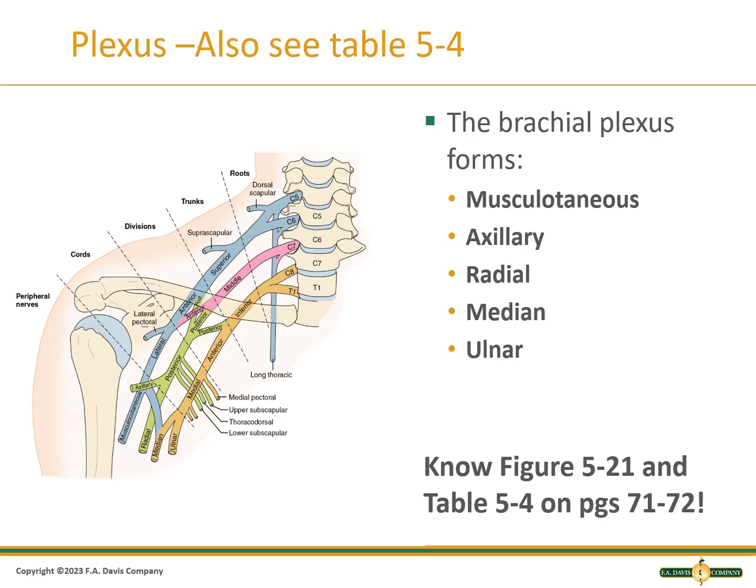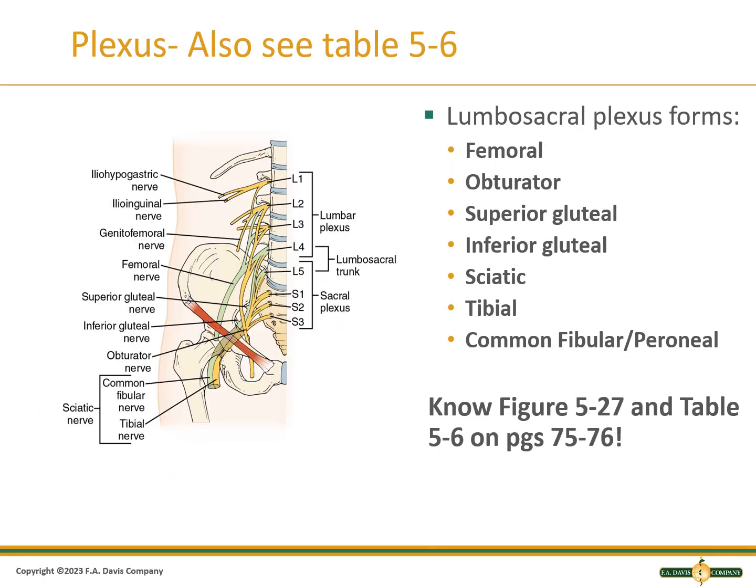Understanding the areas and the muscles of innervation for these major peripheral nerves is important. And so whether you need more visual or verbal information to understand that, I would reference figure 5.21 and table 5.4. The lower extremity is going to be innervated by the lumbosacral plexus, with our major branches being discussed here.